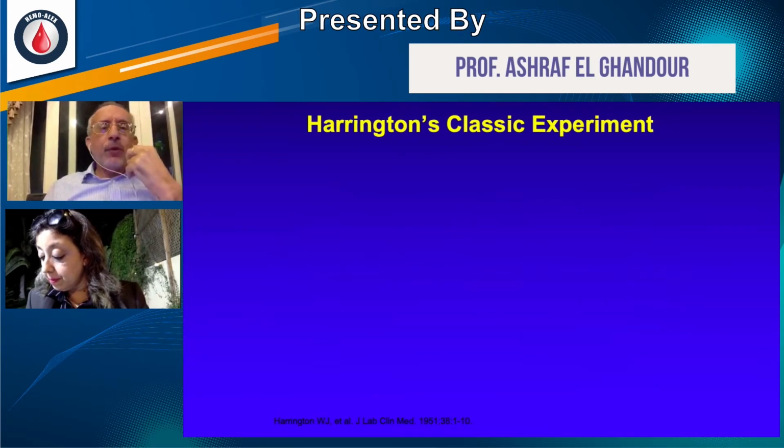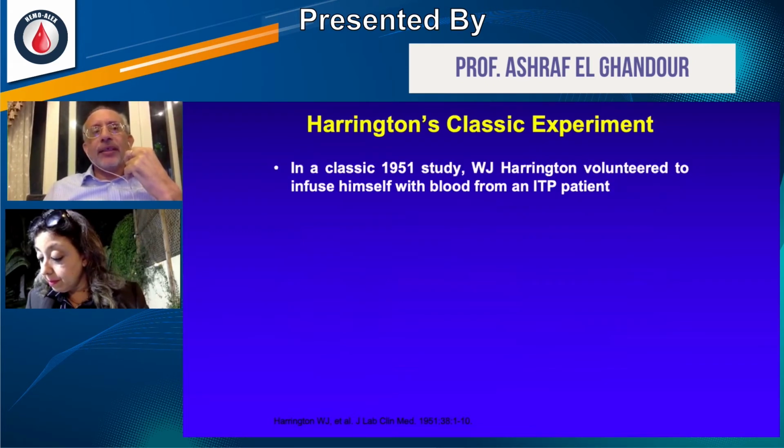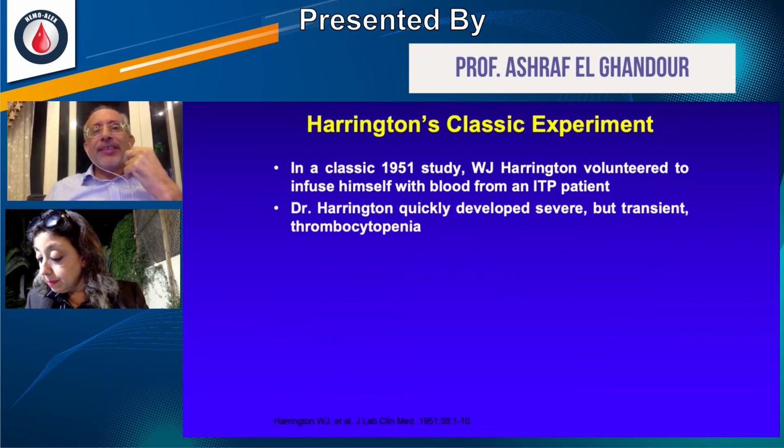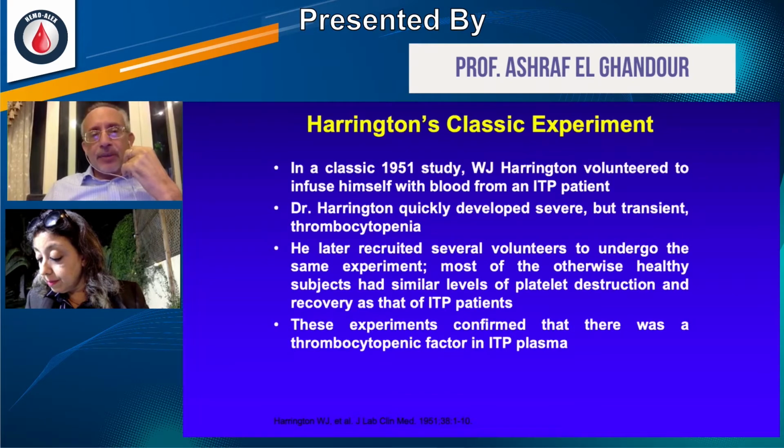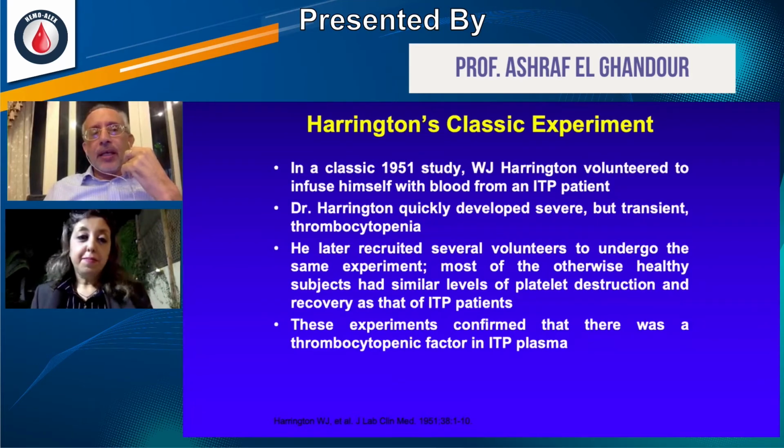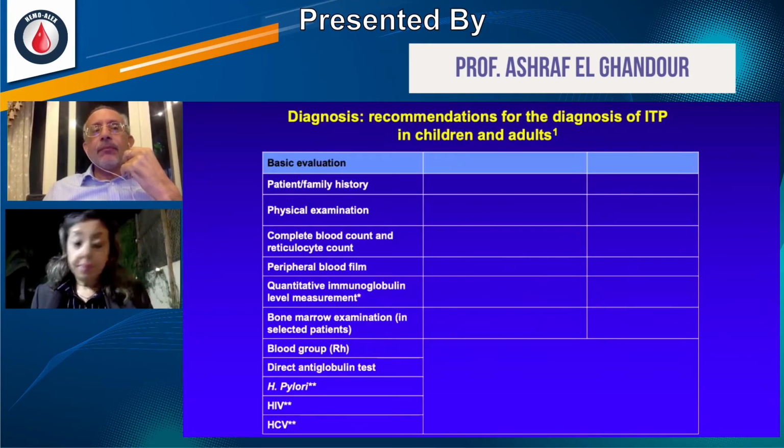Let's go back a few years, to Harrington's classic experiment. In 1951, Harrington volunteered to infuse himself with blood from an ITP patient and quickly developed severe but transient thrombocytopenia. He later recruited several volunteers to undergo the same experiment. Most of these otherwise healthy subjects had similar levels of platelet destruction and recovery as that of ITP. These experiments confirmed that there was a thrombocytopenic factor in ITP plasma.